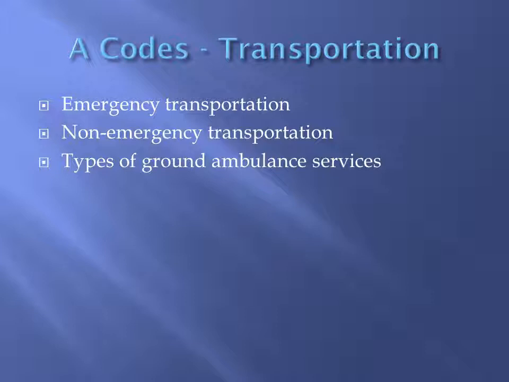A codes are used for transportation. We have our emergency transportation, which is transportation used to bring a critically ill patient to the hospital. Our non-emergency transportation is used to move a patient who is not in immediate critical need of medical care. And we also have different types of ground ambulance services. We have our basic life support, which is the level of care given to a patient with a life-threatening illness or injuries until the patient reaches the hospital. And advanced life support, a higher level of care that supports the circulation and breathing while the patient is being transported.